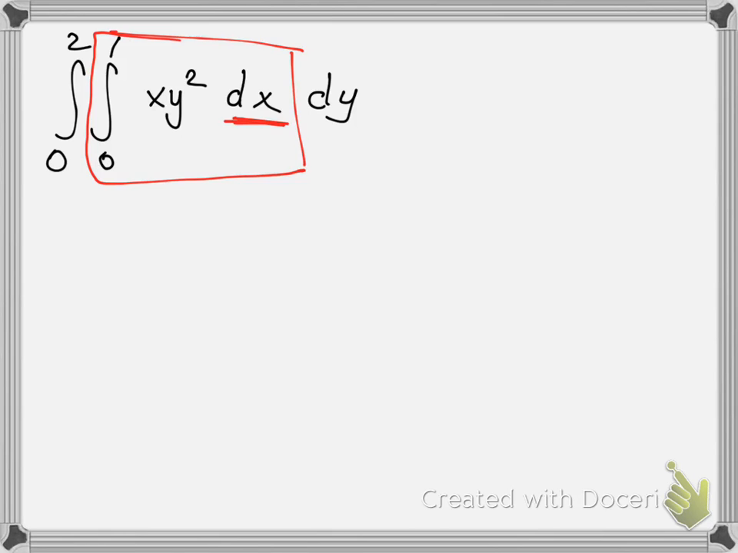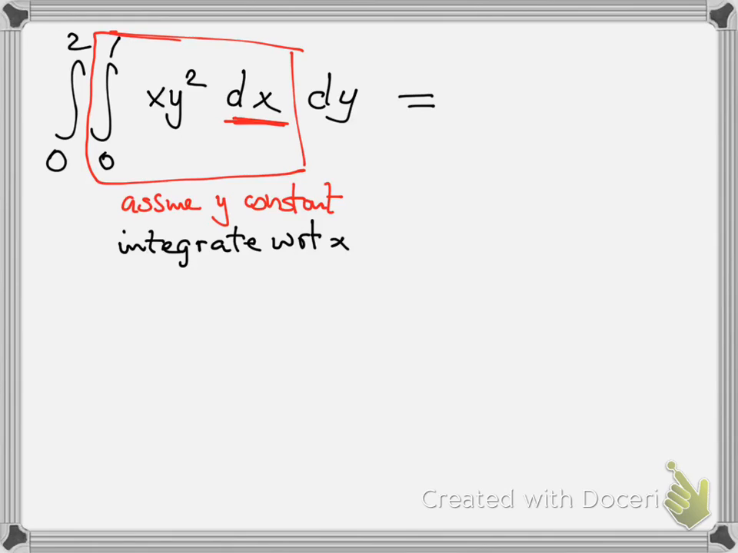So you assume of course y constant. Okay, so that will be equal to, so we integrate with respect to x, of course, first. So if you integrate with respect to x, y is a constant, y squared will be also a constant, and so what will be the integral of x times a constant? So that will be the constant times x squared over 2. So that's x squared over 2 times the y squared.